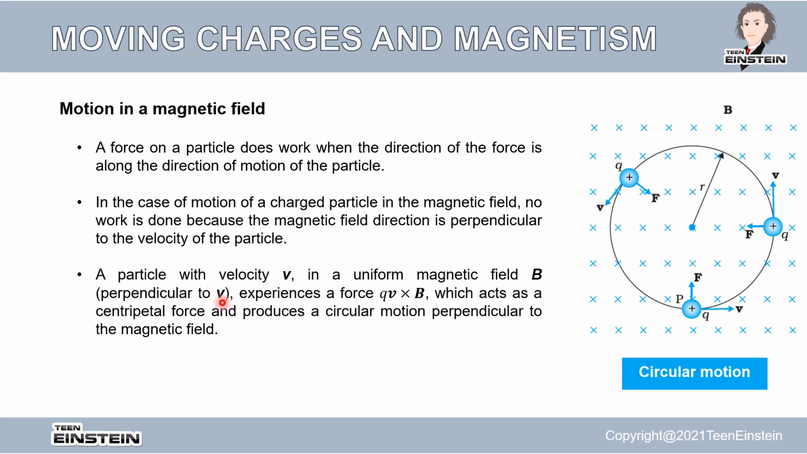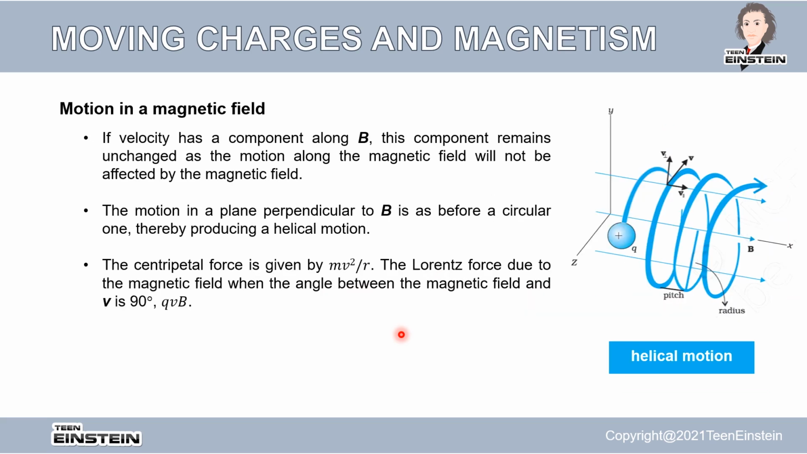So a particle with velocity V in a uniform magnetic field B perpendicular to V experiences a force Q V cross B. This is from the Lorentz force, which acts as a centripetal force and produces a circular motion perpendicular to the magnetic field. Now, okay, so that was for the magnetic field alone.